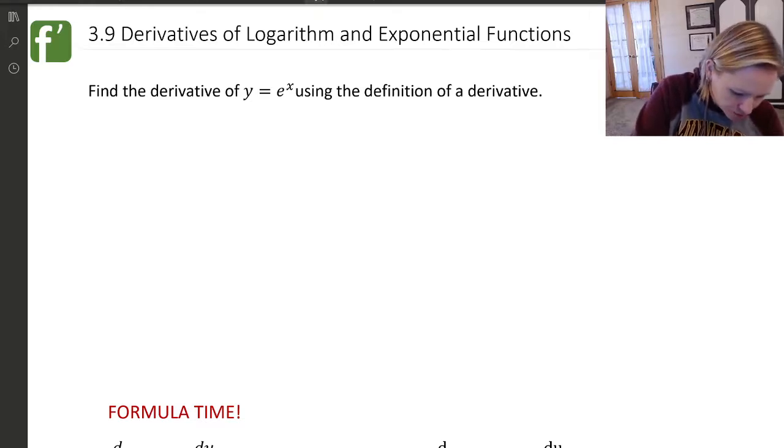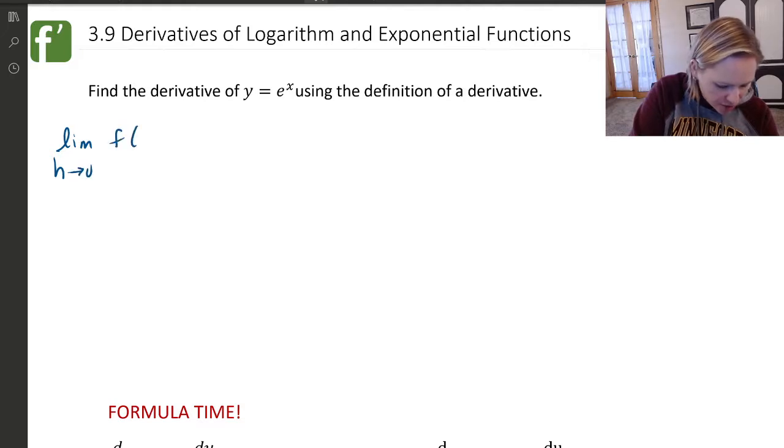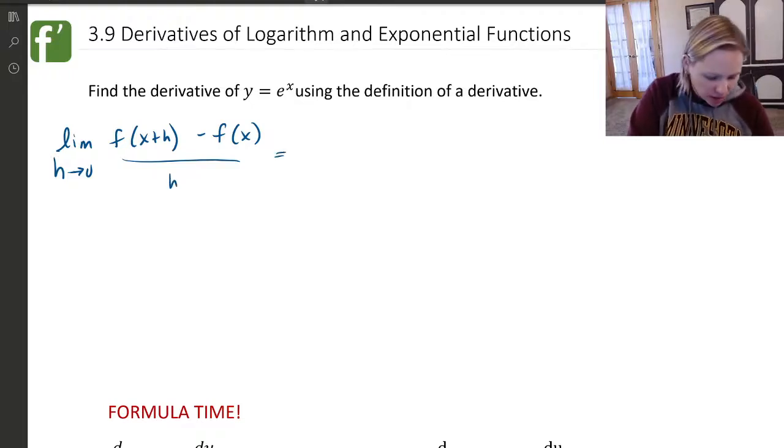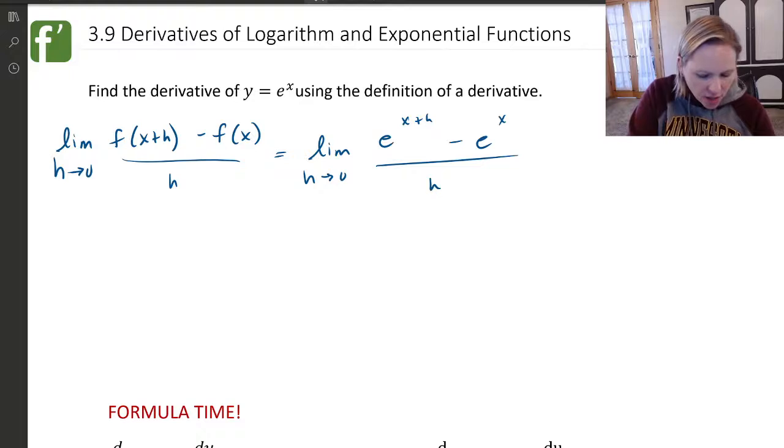So the limit as h approaches 0 of f of x plus h minus f of x all over h, when applied to e to the x, would look like this. The limit as h approaches 0 of e to the x plus h minus e to the x all over h. Now, this isn't very helpful, so I need to algebra my way through this.